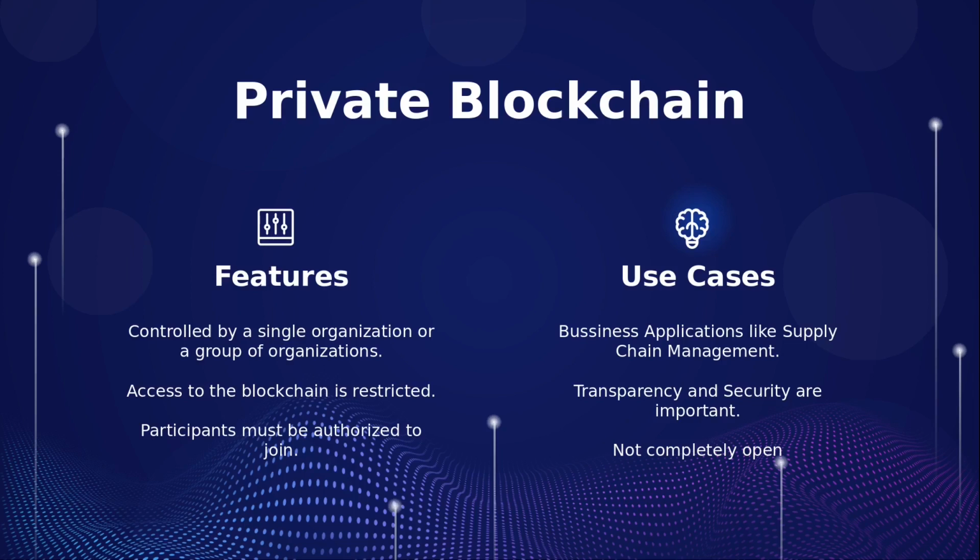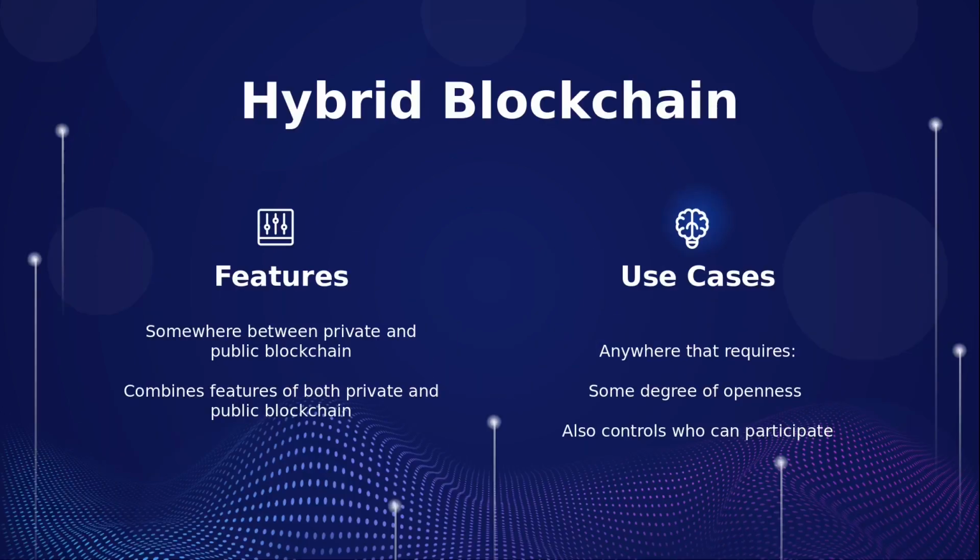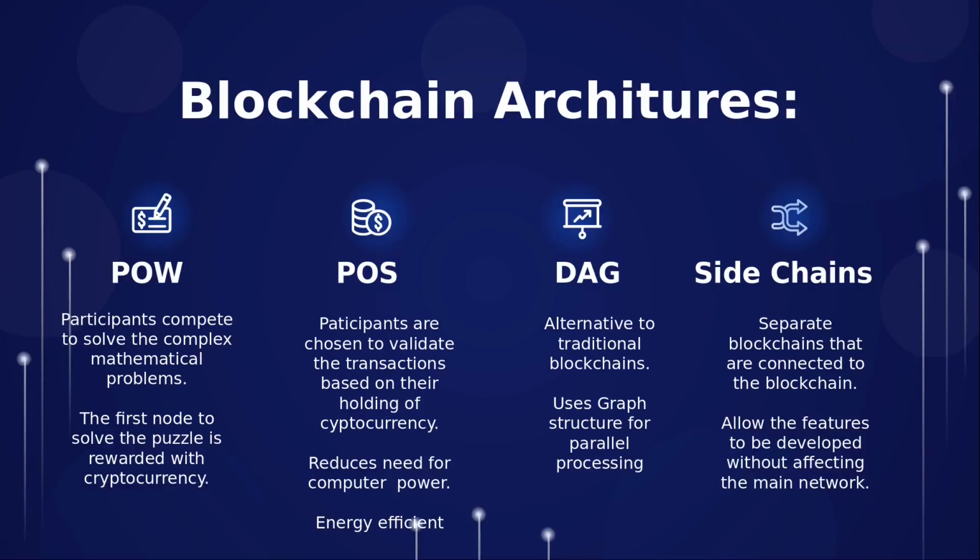We also have the hybrid blockchain, which is something in between, and this kind of blockchain combines elements of both public and private blockchains. It allows for some degree of openness, but also provides more control over who can participate and validate the transactions. In addition to these types of blockchain, there are also different architectural models that can be used to implement blockchain technology. Here are a few examples.